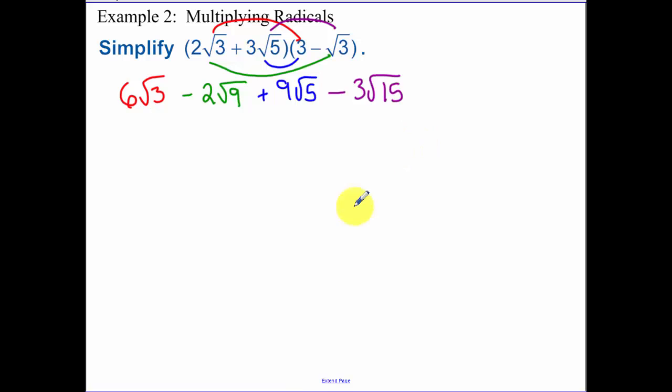Now simplify any radicals that we can. 6 root 3, there's no perfect squares that I can pull out. Square root of 9 is 3, so I can do 2 times 3, which would get me 6. 9 root 5, there's no perfect squares I can pull out of the 5. And the root 15 is just 3 times 5. There's no perfect squares I can pull out of there. So we're left with that as our answer. And that's okay. There's nothing I can combine. Even though 3 times 5 would get me 15, we can't combine because the radicals are not the same.